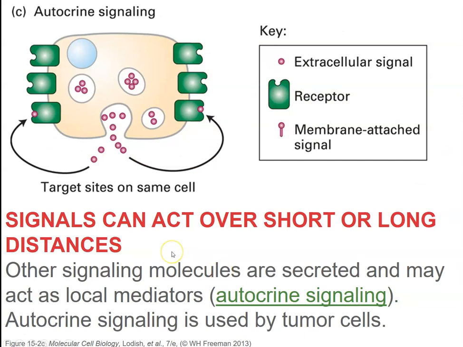We can also have autocrine signaling, which means that the target site is the same cell. So the cell that's secreting the ligand is also the one that binds to the receptor. This is used by tumor cells.